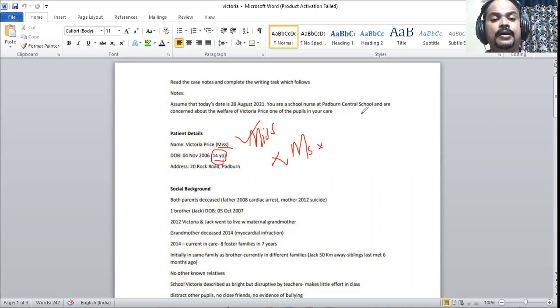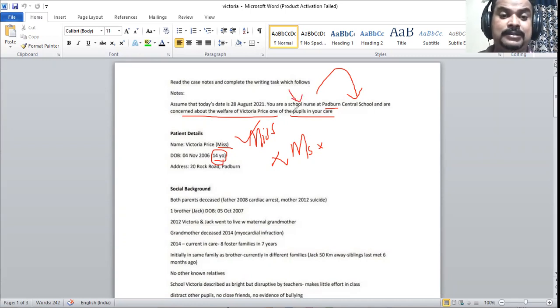So you are concerned of the welfare of Victoria Price, one of the pupils in your care. So you are working in this particular school. Everything is happening in Padburn. This is a place. So Padburn Central School, the doctor is at Padburn Clinic, and you are a school health nurse of Padburn Central School. Okay, let's move on.